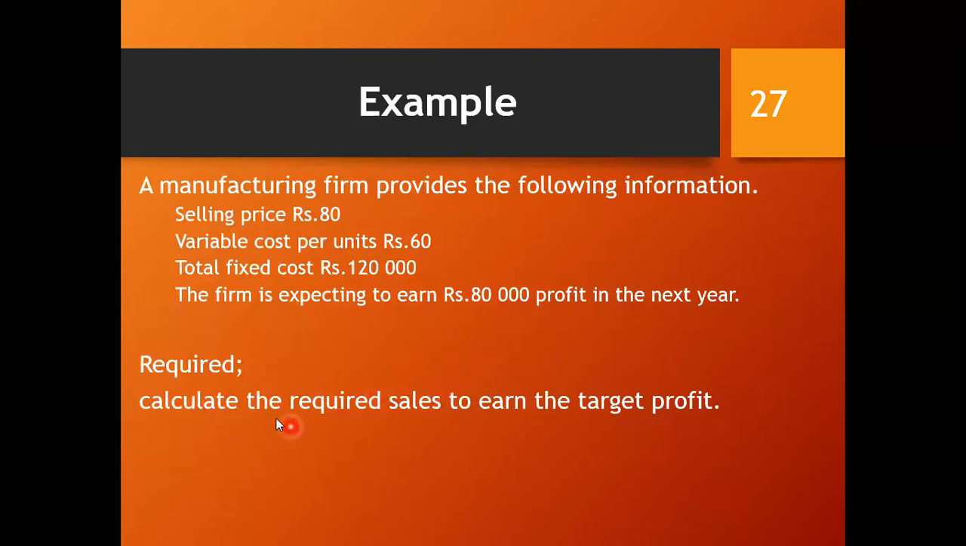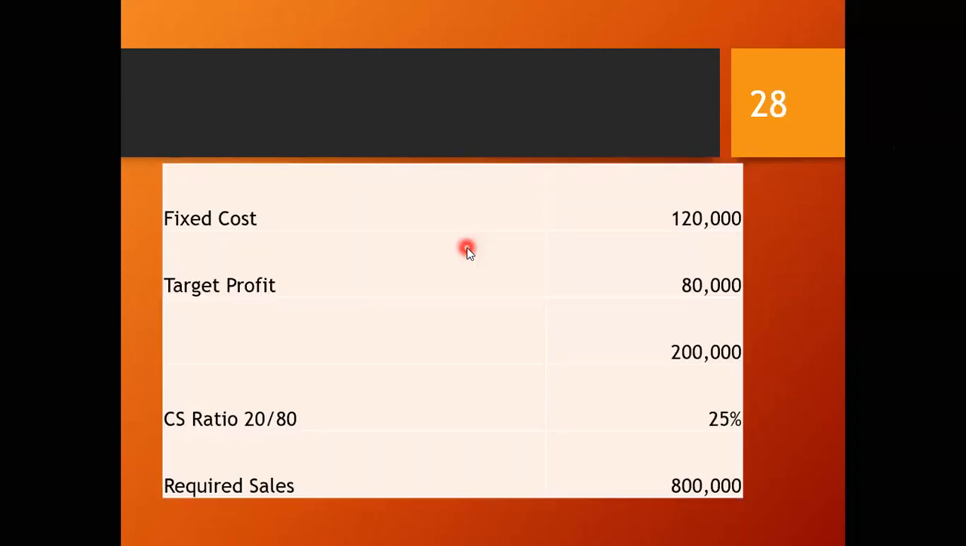Because the calculation is not the units. Calculate the required sales. Yes, you are right. So 200,000 divided by 0.25. Exactly correct. So that is the answer. Fixed cost plus target profit, this is your target, then the final target divided by 25%.